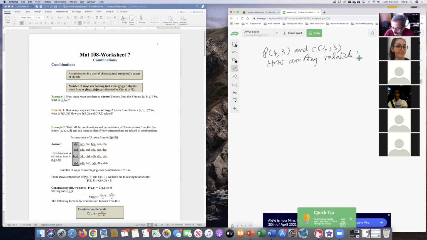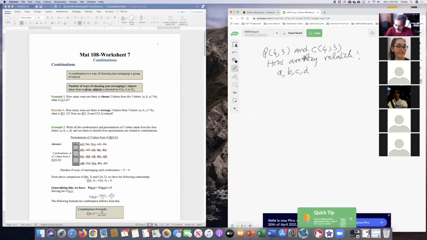By looking at that, we'll be able to understand what relationship there is between permutations and combinations, and we'll be able to derive a formula by using that. So to describe the permutations and combinations of 3 objects taken from 4, I'm going to use A, B, C, D as my 4 objects. Then my combinations can be listed as I just listed earlier.